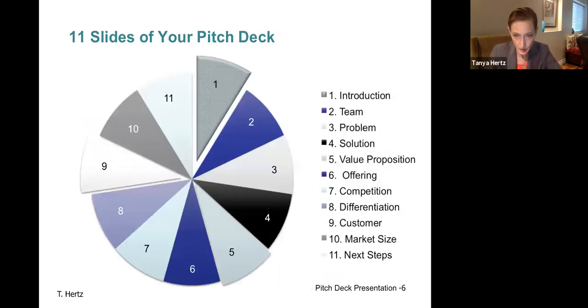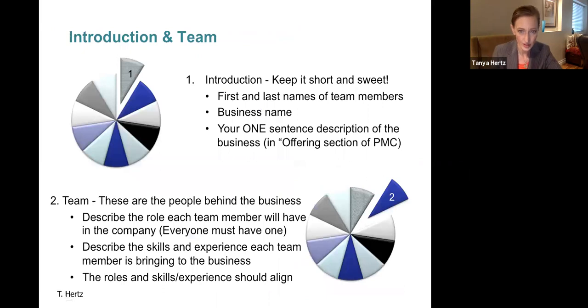Okay. So we'll go through them one by one, starting at the very first section or first slide in your presentation, and that's the introduction. Keep it short, keep it sweet. You do want to include the first and last names of all the team members, the name of your business. You can make it up for now, you worry about trademark later, and then your one sentence tagline or elevator pitch for the business. It's in the offering section of the pre-model canvas where you've developed that one sentence pitch.